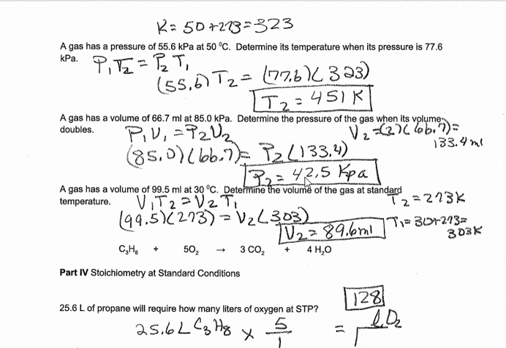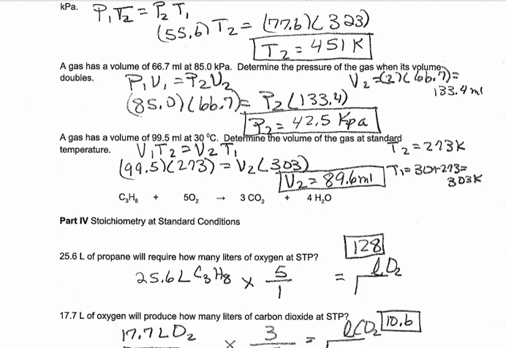All right, a gas has a volume of 99.5 milliliters at 30 degrees Celsius. Determine the volume at standard temperature. Well, this is Charles' law because we're looking at volume and temperature. So volume 1, 99.5. Temperature 2 is our standard 273. Volume 2 is what we're trying to find. And temperature 1, once we convert to Kelvin, is 303. Solve for volume 2: 89.6 milliliters.